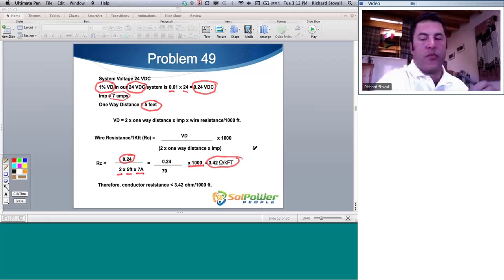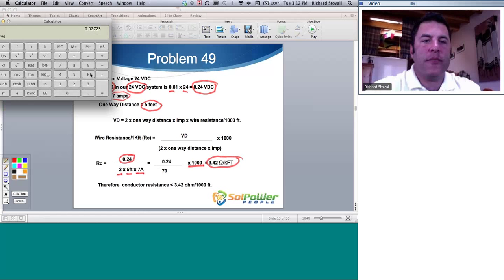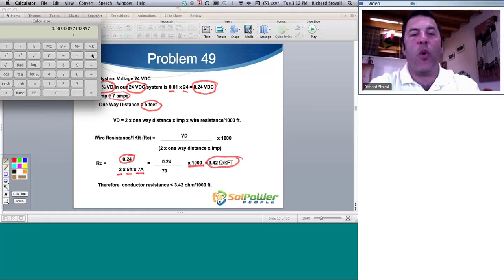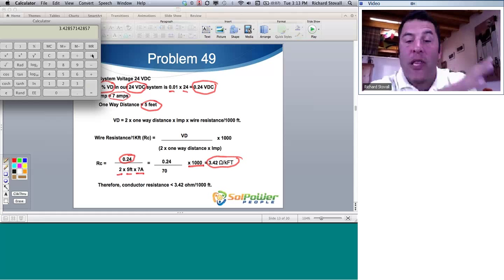So the way you plug that into a calculator, you'll be provided with a Casio fx-260, I believe. And so you would go 0.24 divided by, open parentheses, 2 times 5 times 7, close parentheses, equals, times 1,000, 3.42. So as long as we choose a conductor that has 3.42 ohms per kilofeet or less, then we're going to stay beneath that 1% threshold that we've applied.